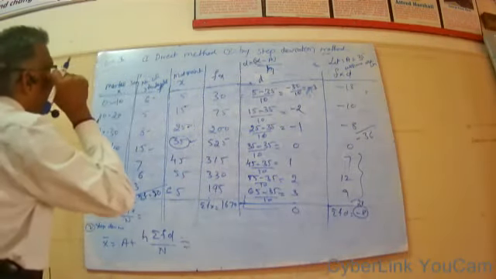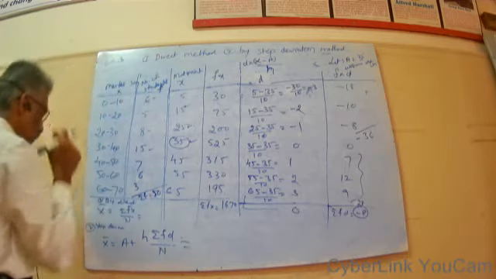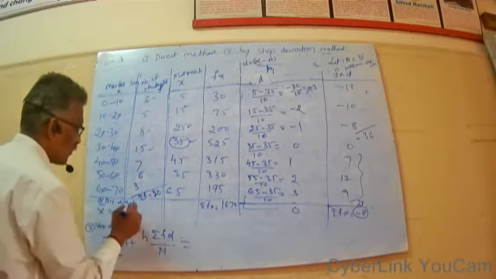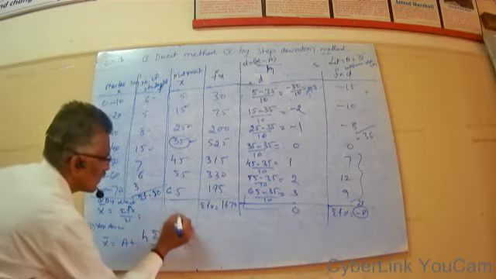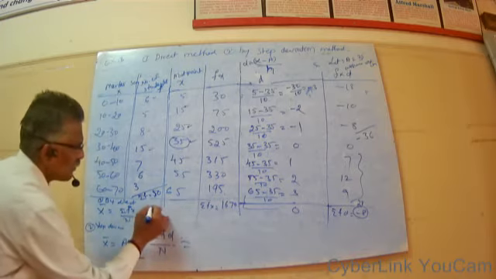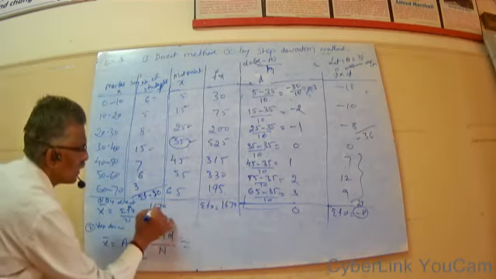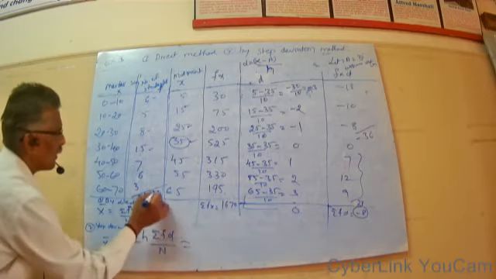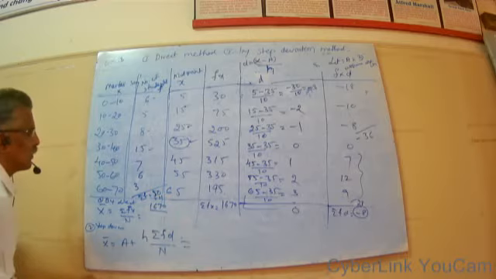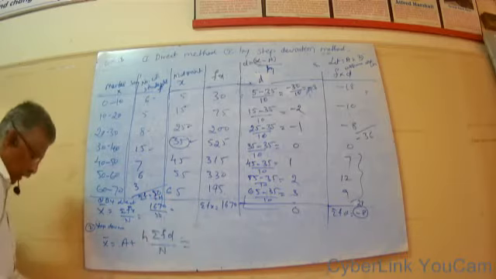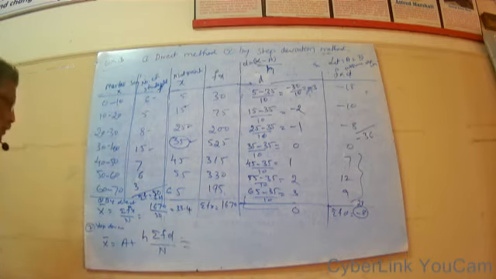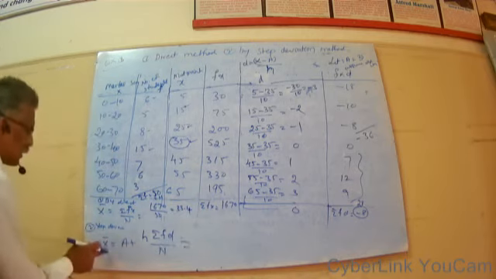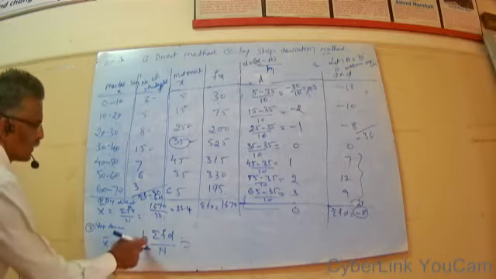One is by direct method you have to compute the arithmetic mean x bar. By the direct method, we have x bar equal to sum of fx divided by N. What is sum of fx? Sum of fx is equal to 1670 divided by capital N. Capital N is sum of f, equal to 50. So the answer is 33.4.